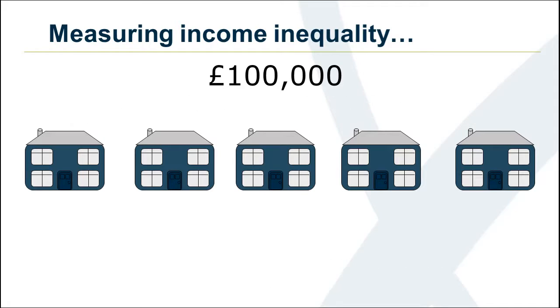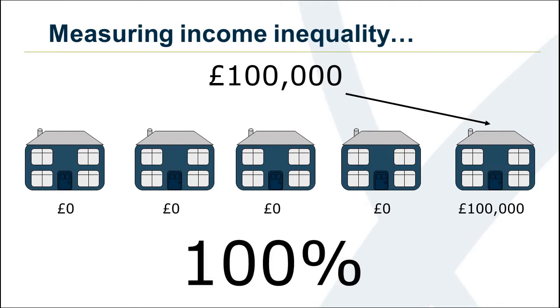Now, let's take the same street, with the same 5 households and the same total income of £100,000. If one household received all of the income, and the other households have no income, then income inequality is 100%, and there is complete inequality of income.